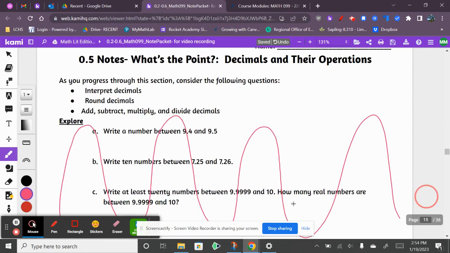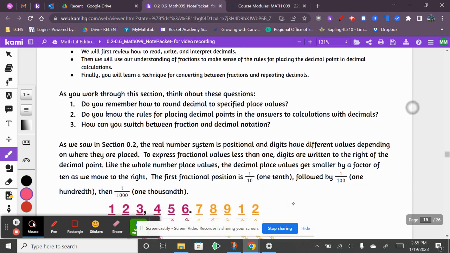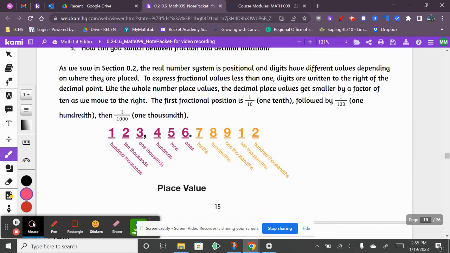So something that's going to be covered in this section, 0.5, is going to be looking at interpreting decimals, rounding decimals, and also being able to add, subtract, multiply, and divide them. All right, so I'm going to have us jump straight into our place value information.